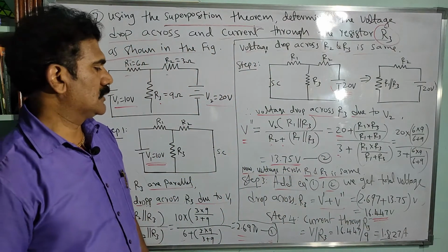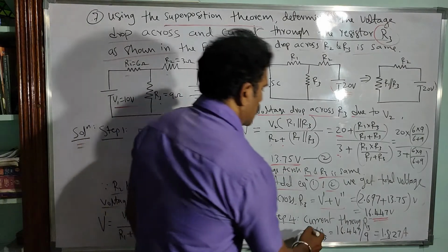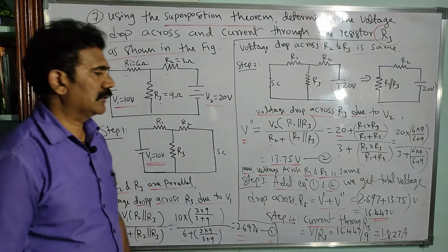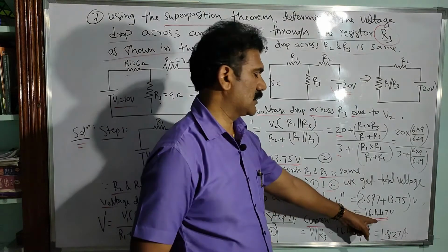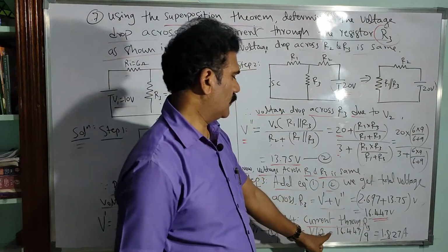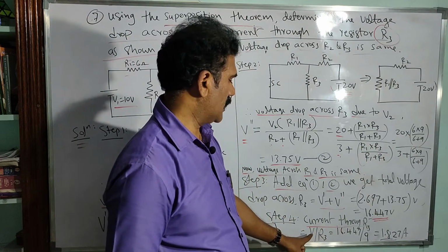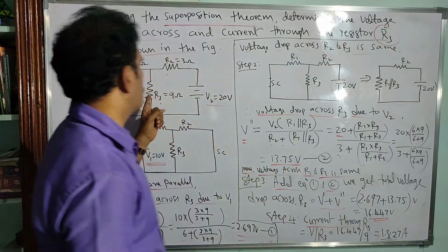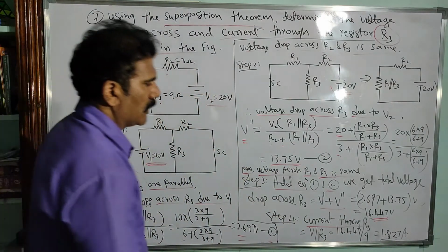Clear? And similarly, what is the current through that resistor R3 when both the sources are present? Already you calculated the voltage drop across that resistor due to both the sources, right? That is 16.447. So just by applying Ohm's law, the current I is equal to the voltage V divided by the corresponding resistor R3. So you can just divide by 9.